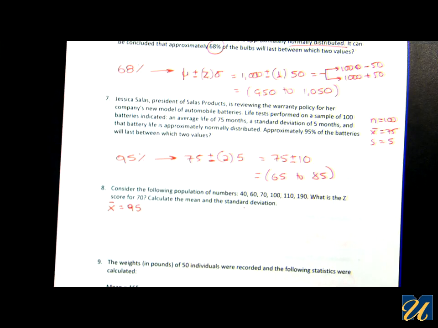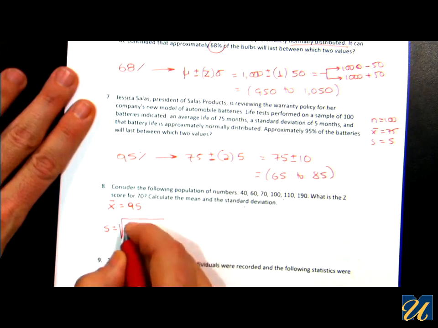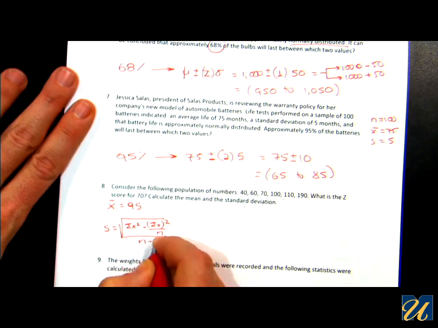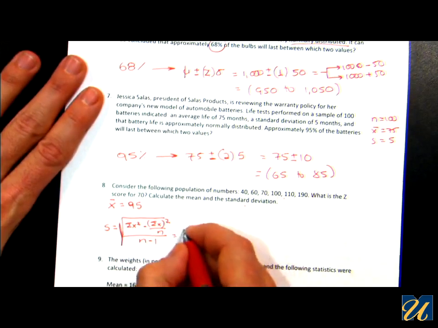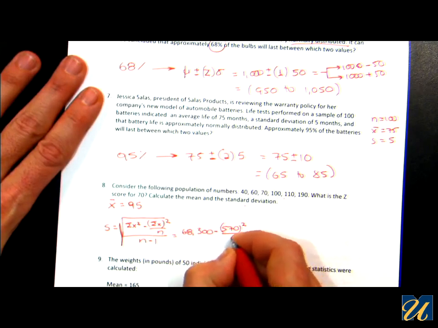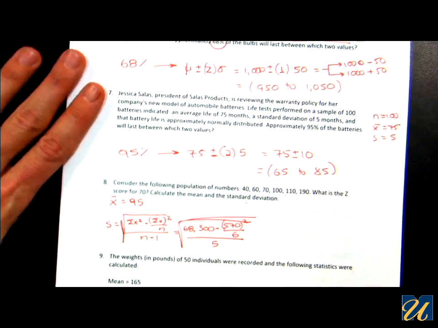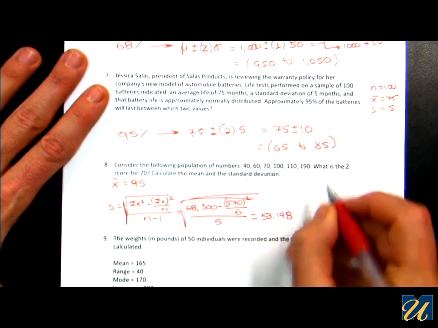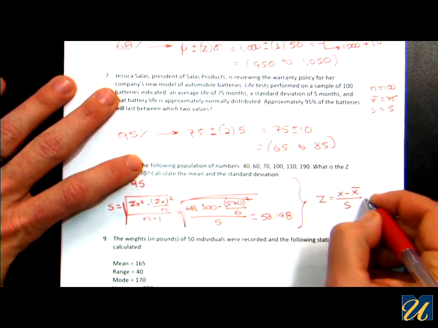Next thing we do is we want to calculate the standard deviation. To find the standard deviation, once again, this is a sample. We take the square root of the sum of the squared entries minus the sum of all the entries squared over n, and all of this over n minus 1. If you were to do the calculations, the sum of the squared entries would be 68,300 minus 570 squared over 6, and all of this over 5. Again, we take the square root, because I'm looking for the standard deviation. So this will be equal to 53.198.